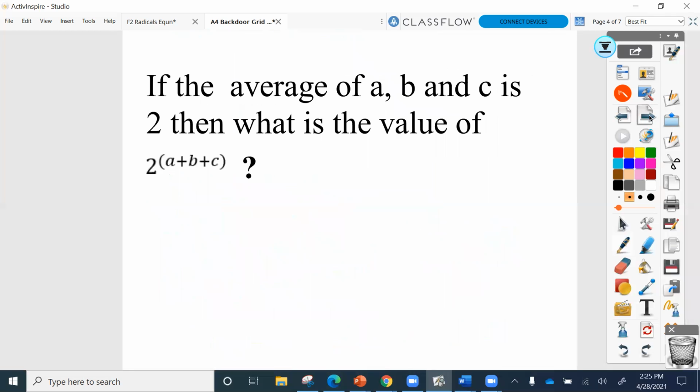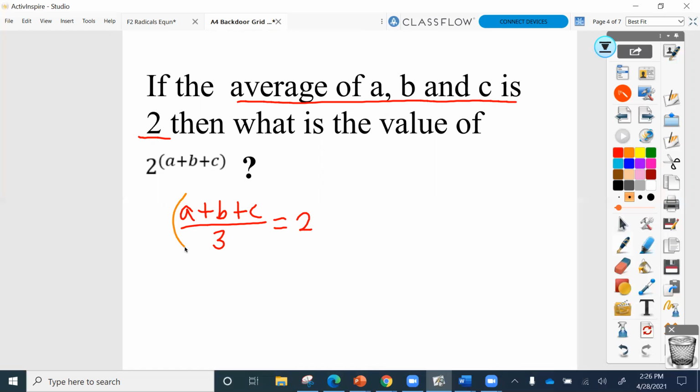All right, let's try another one. If the average of A, B, and C is 2, then what is the value of 2 raised to the A plus B plus C power? Well, we need the average of A, B, and C to equal 2. So before we make up our numbers, we have to make sure that A, B, and C averaged would give you 2. So if we have A plus B plus C, we're going to divide it by 3 to get an average. We want it to equal 2.